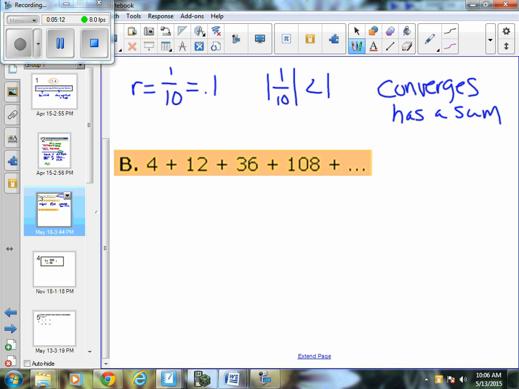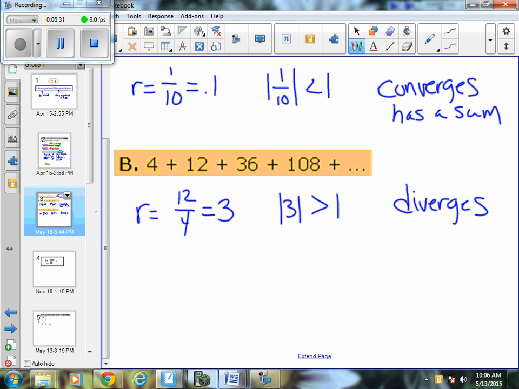We know it's geometric. What is your r? So again, if you're not sure, take any term divided by the term in front. They told us it was geometric, so we know that's always true. The ratio is 3. Those terms are going to continue to get huge. They're going to get bigger and bigger and bigger. So that ratio is definitely bigger than 1. What does that mean? It means this one is going to diverge, or diverges, is divergent.